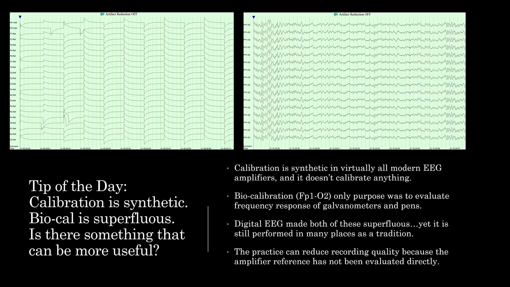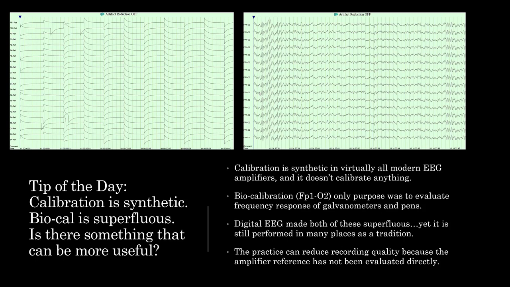Okay, so let's start with recording quality because that's fundamental to everything that follows. Now, in some facilities, square wave calibration and biocal is still commonly done, and this is a practice that has been done for many decades. So what's behind it? Well, square wave calibration was used back in the day of analog systems to adjust galvanometer gain and the downward force of the mechanical pens against the paper.